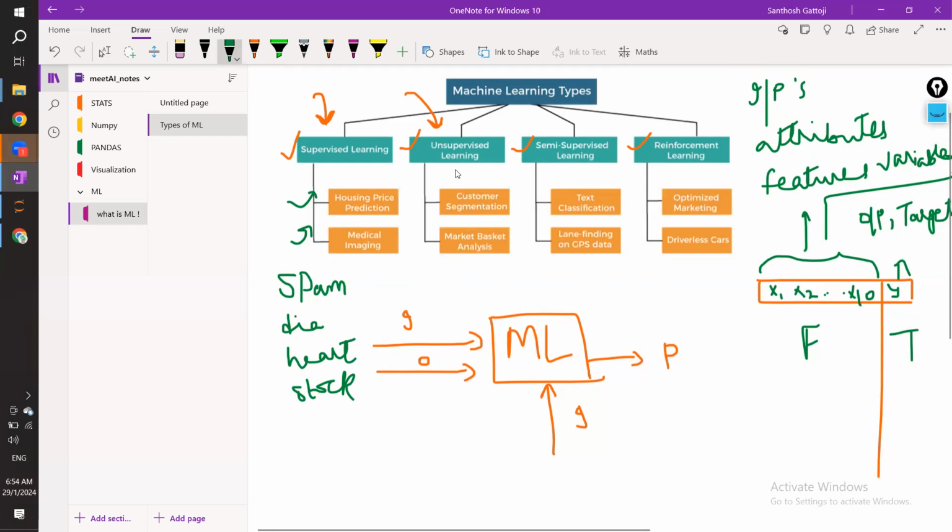Only prediction is done in SL, not the types of ML? Yes, Sirisha, we are coming to that. We are coming to that.